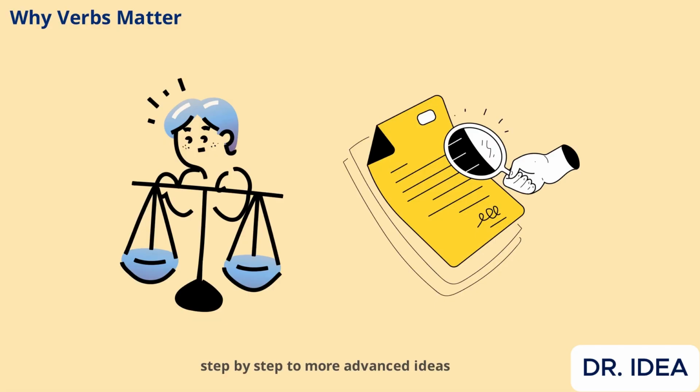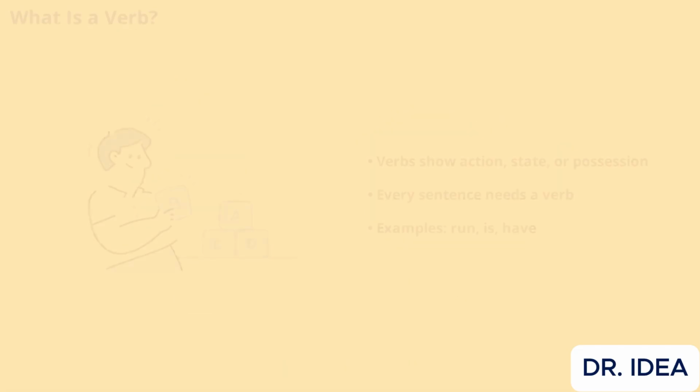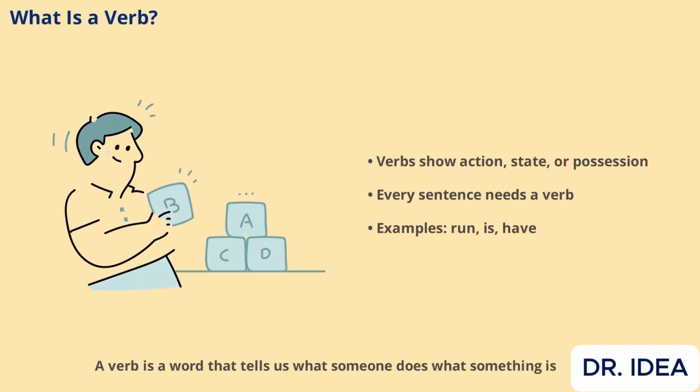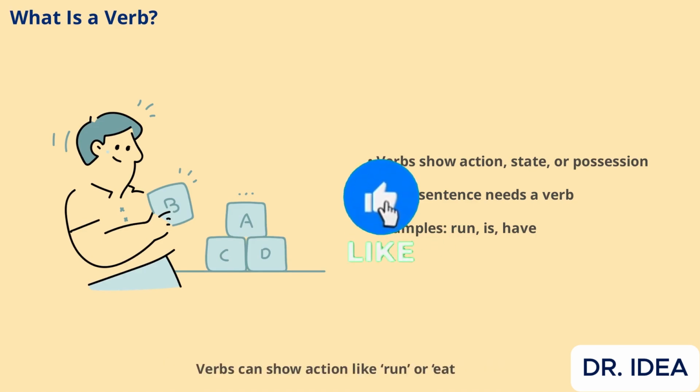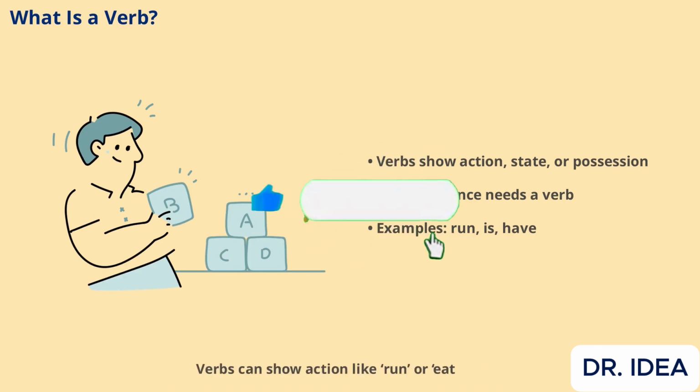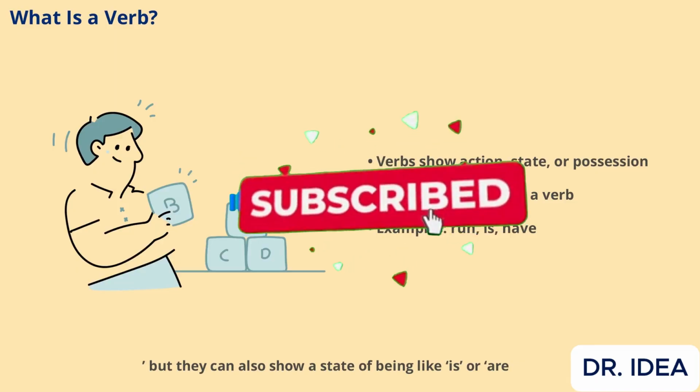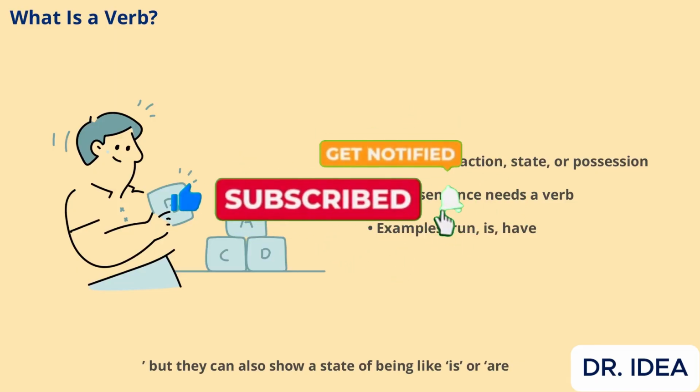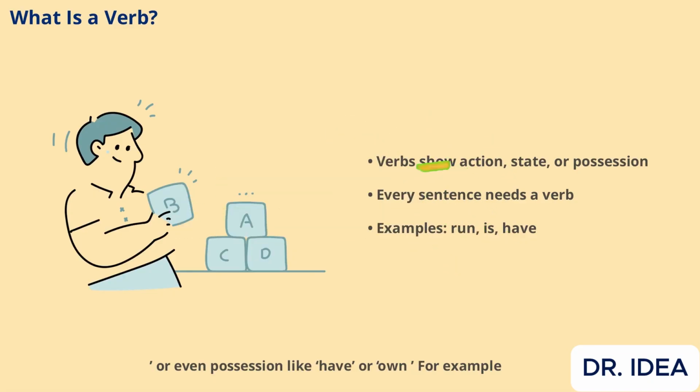more advanced ideas. A verb is a word that tells us what someone does, what something is, or what someone has. It's more than just an action word. Verbs can show action like run or eat, but they can also show a state of being like is or are, or even possession like have or own.